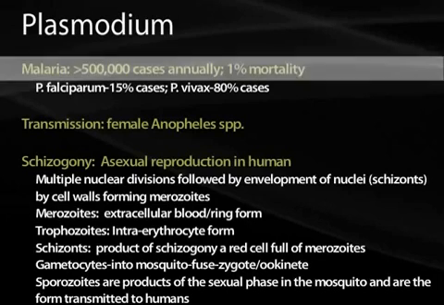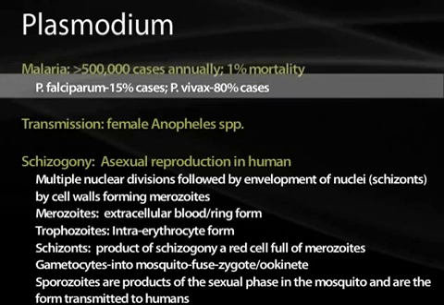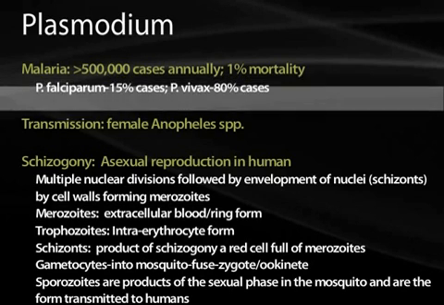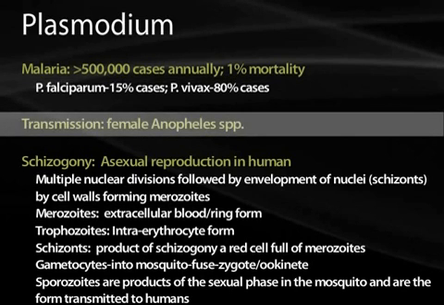Plasmodium is a causative agent for malaria. There are more than 500,000 cases annually, and it has 1% mortality. Plasmodium falciparum causes 15% of the cases, and Plasmodium vivax causes 80% of the cases. Transmission is through the Anopheles female mosquito.